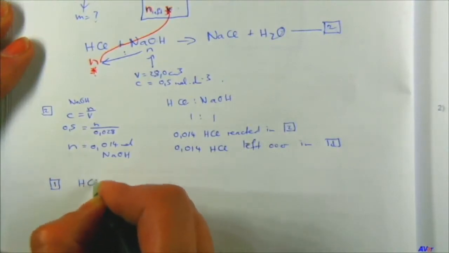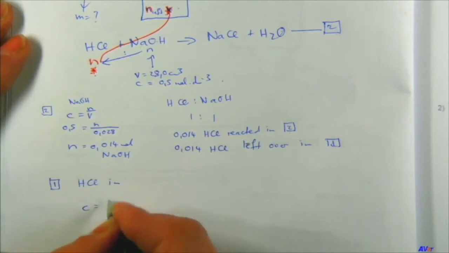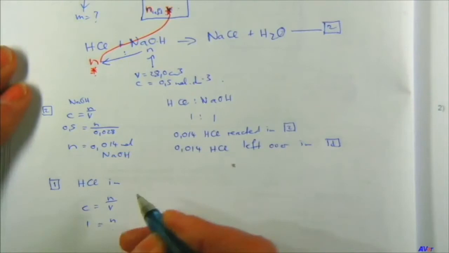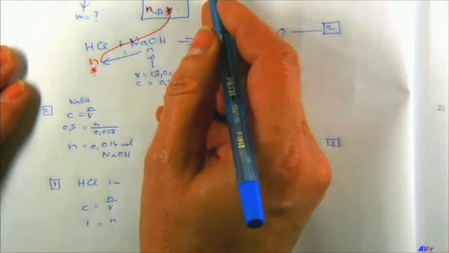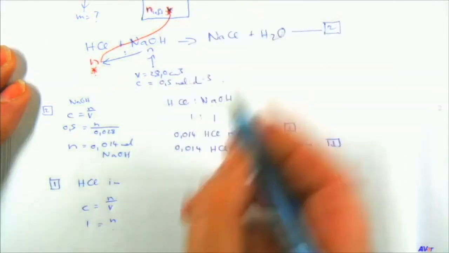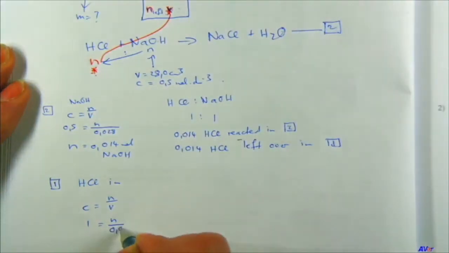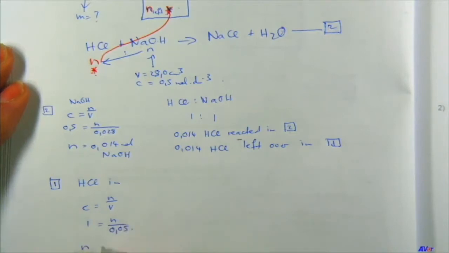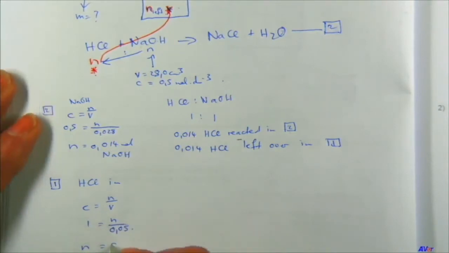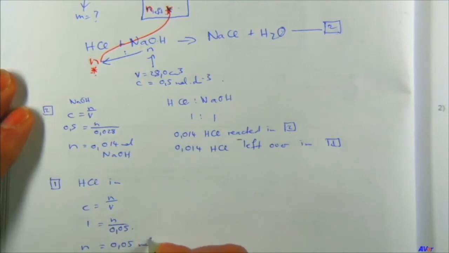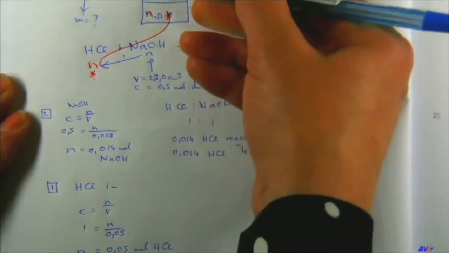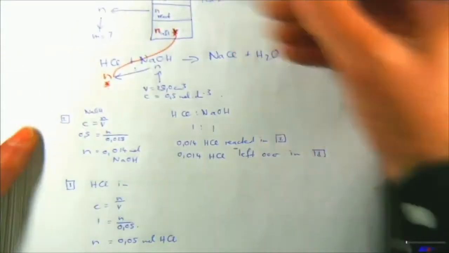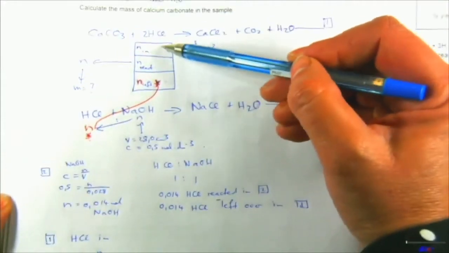The HCl that I put in, C equals n over V. The concentration that I put in was 1. The volume that I put in, 50 cubic centimeters to cubic decimeters. How do I get it? Divide by 1,000, 0.05. So how many moles did I put in? 0.05 moles of HCl. That was what I put in up there.